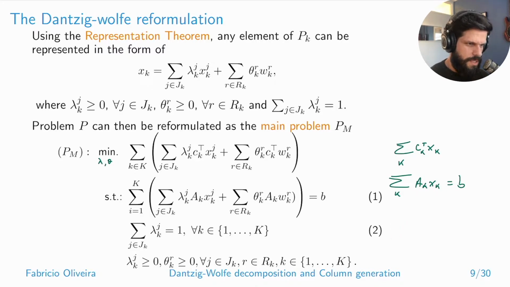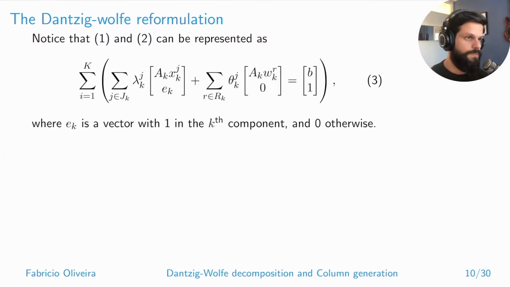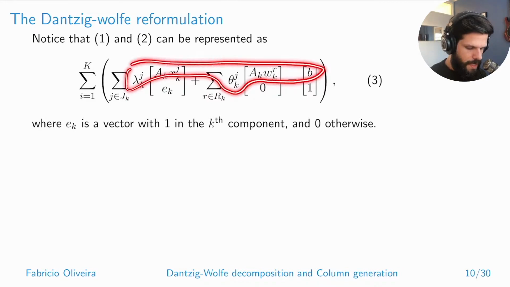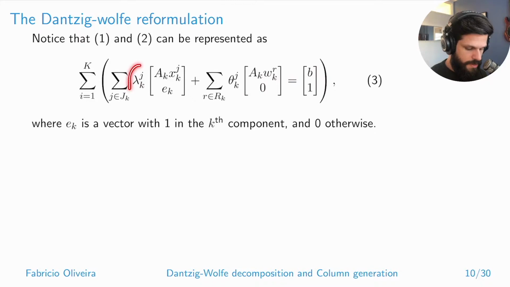So we can rewrite this main problem PM into a more compact form, which is what we're doing here. So I'm saying that 1 and 2 can be replaced by this combined constraint in matrix form, which is basically telling us, so this upper part here is that original constraint, would be more like so, right? And then I have a lower part involved with these for the convex combination associated with the lambdas.